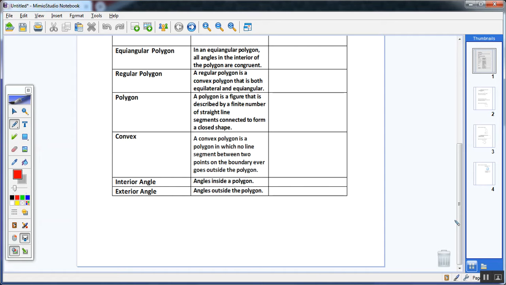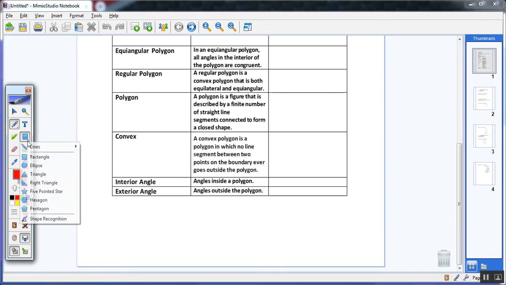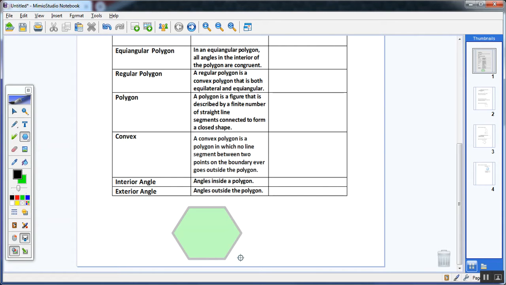So I'm just going to draw a polygon real quickly. You do the same thing. How about we make a hexagon? Sound good? Here's my hexagon. Hexagon because it has how many sides? 6.